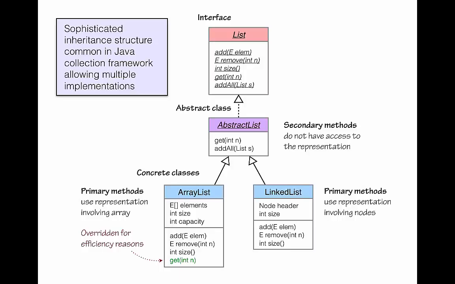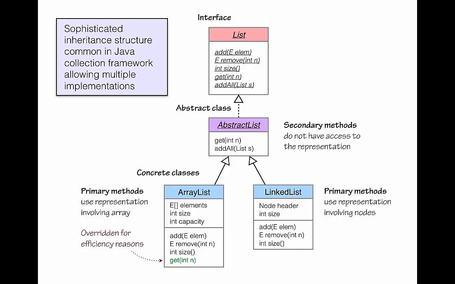However, when you go to implement the add all method, you quickly realize that as long as you have a get method, an add method, and a size method, you can simply iterate through the list you're adding from, get each element one at a time, and add it to the current list. The main point here is that you do not need to depend on any concrete representation. There are no instance variables involved in the add all method, or at least there don't have to be.